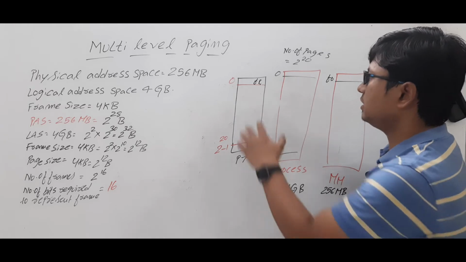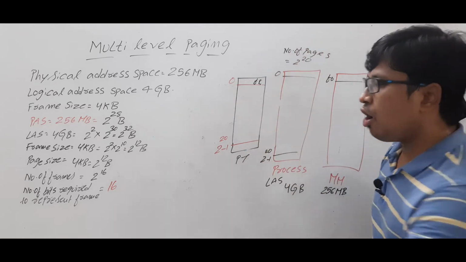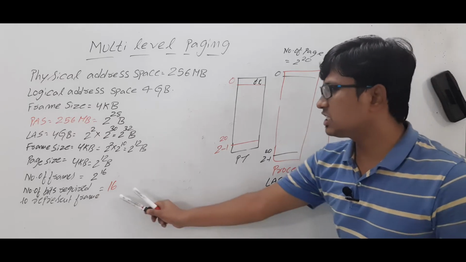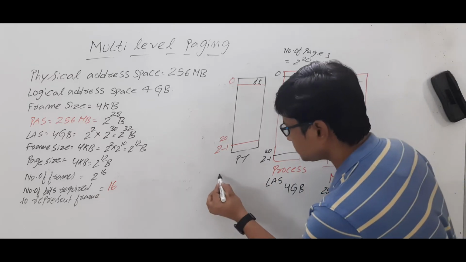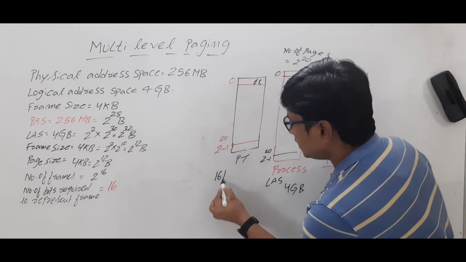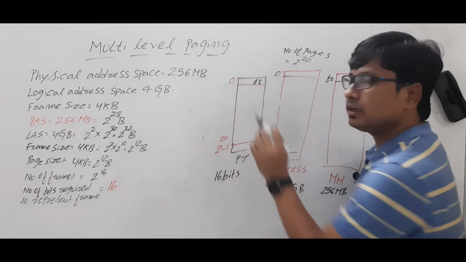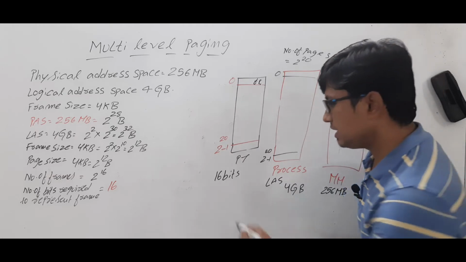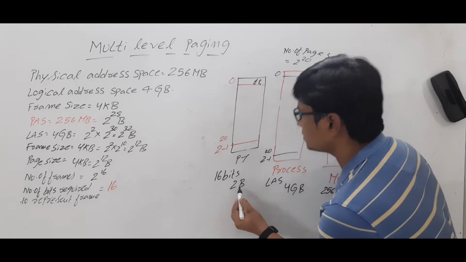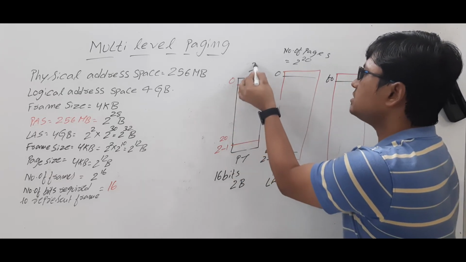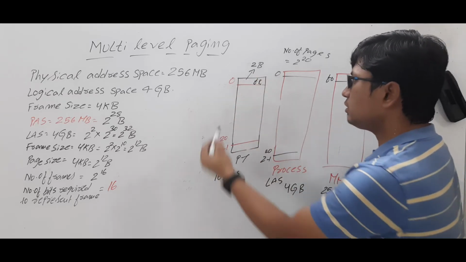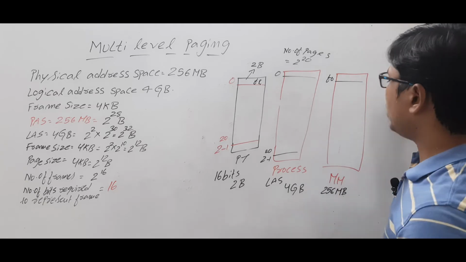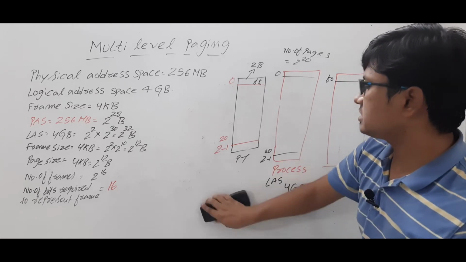Now look at here, frame number 0 is there. How many bits are required to represent any frame? 16 bits are required. So each entry, if you neglect the optional bits, will have the frame number of 16 bits. 16 bits is nothing but 2 bytes. So each entry size is 2 bytes. Like that, you have 2 power 20 entries. Then what is the page table size?